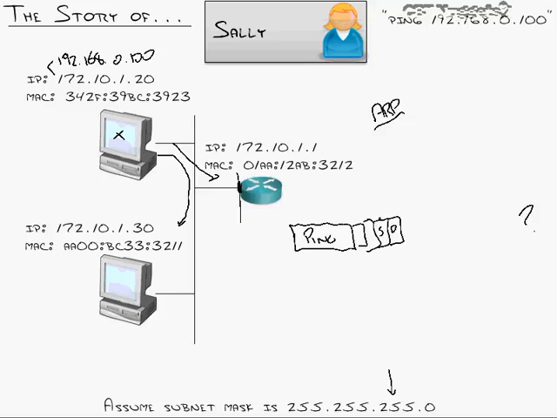Now, the source IP address is going to be 172.10.1.20. That's the PC that Sally originated from. The destination IP address, the one that we're going to, as you might expect, is the server. 192.168.0.100. Now we come to the big part of the puzzle. What MAC addresses are going to be filled in there? Well, the source. See if you can figure this out.